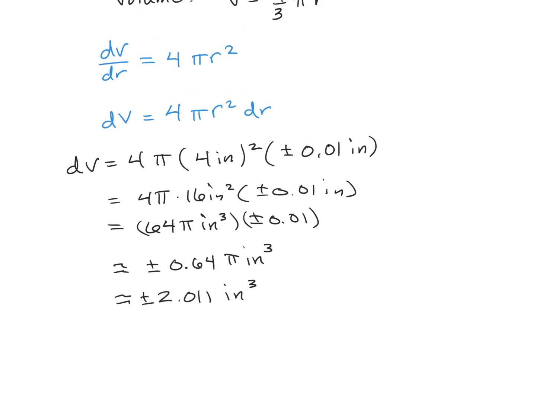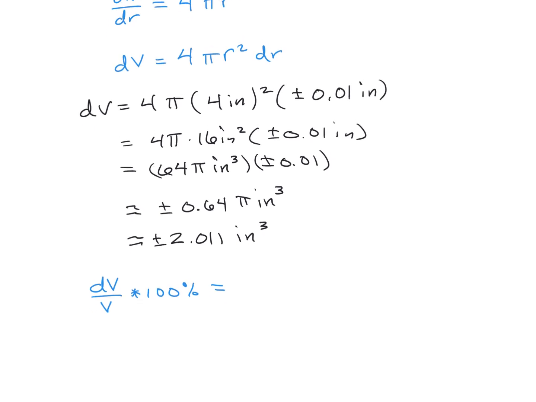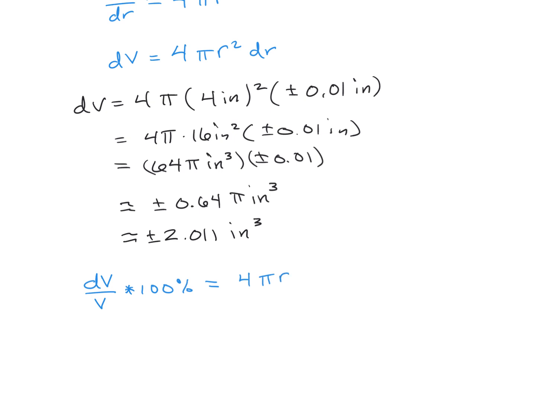The next thing for us to do is to go through and calculate the relative error, and that is always going to be the differential divided by the actual calculation times 100%. So for this problem, it's my dv, and we'll use actually the full quantity here. 4 times pi times r squared dr divided by the volume, which we know is 4/3 pi r cubed. And again, that is times 100%.